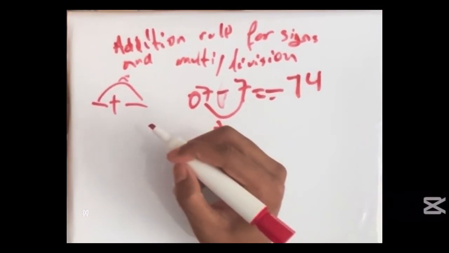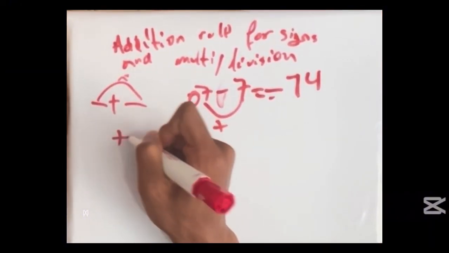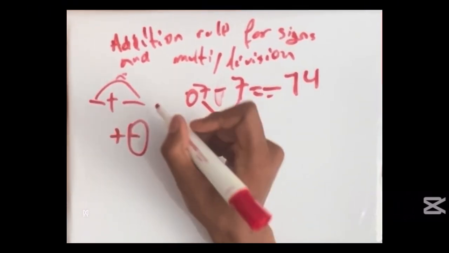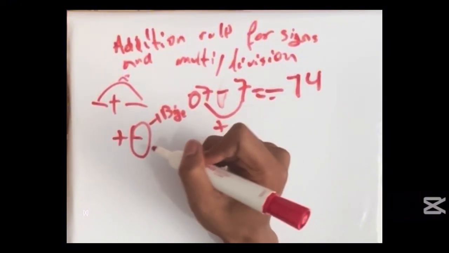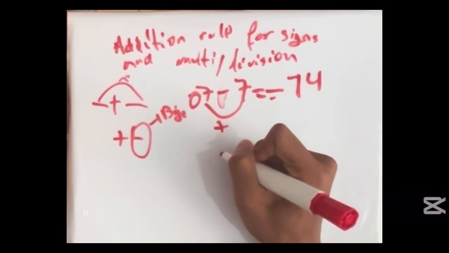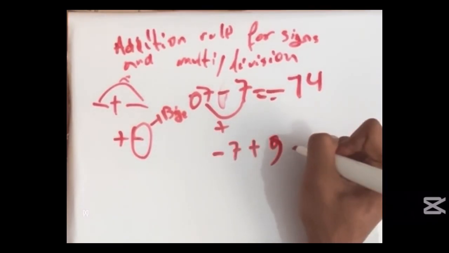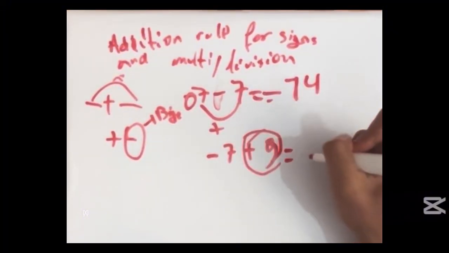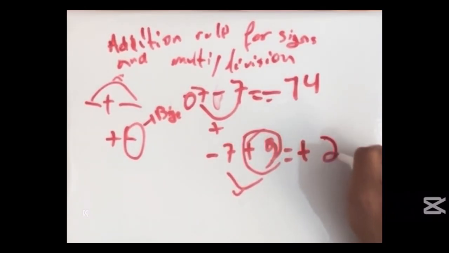And when you have two signs that are not the same, let's say for instance you have a plus and a negative, but you're adding these two numbers, you're gonna keep the sign of the bigger number, and you're gonna subtract these two numbers. So let's say for instance you add -7 plus 9. So you're gonna keep the sign of the biggest number, so you're gonna do plus, and you're gonna subtract these two numbers, so it's gonna be 2.